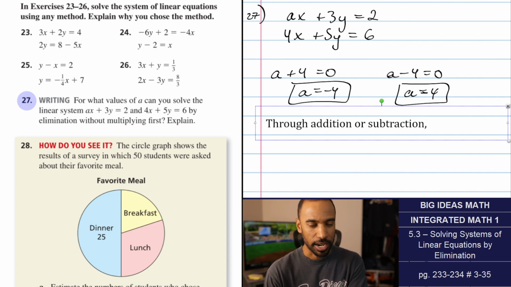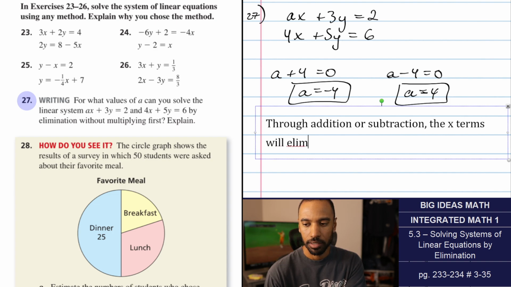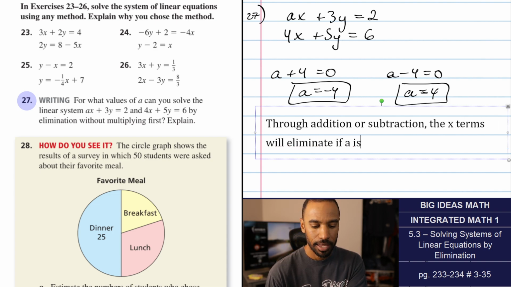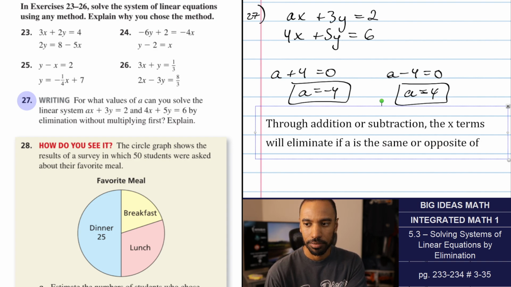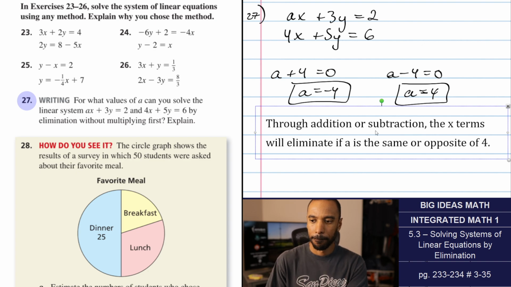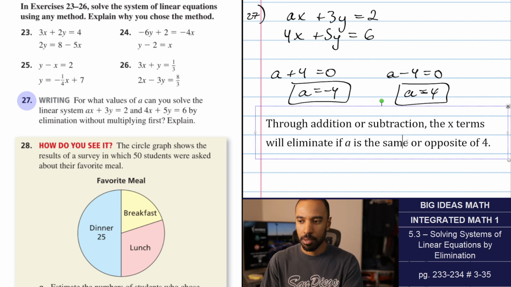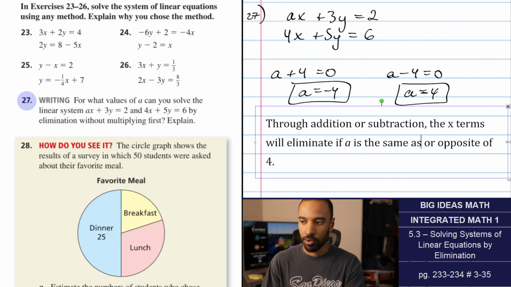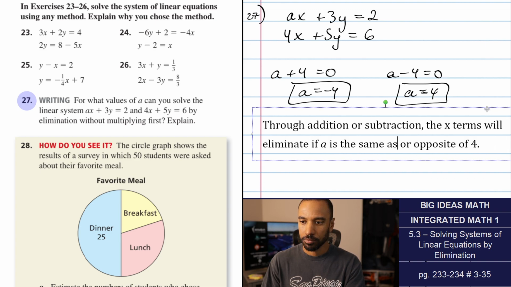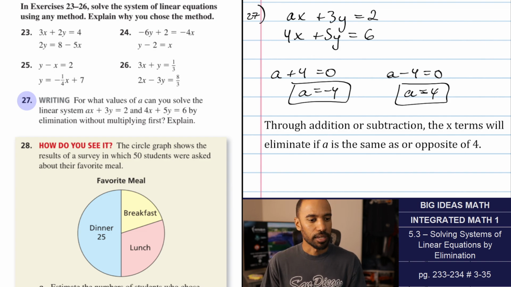Through addition or subtraction, which I'm not big on, the x terms will eliminate if a is the same as 4 or opposite of 4. Okay. That's my reasoning.